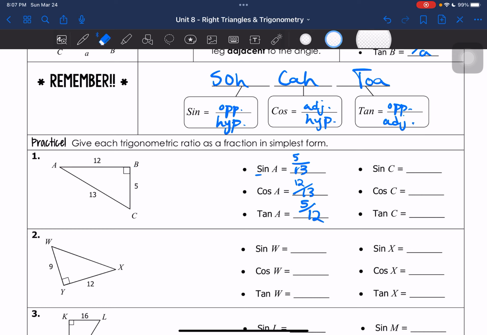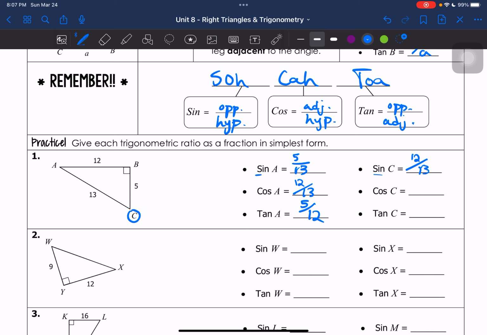Okay, so now let's look for these ratios, but for angle C. So now I want to find the sine of angle C. So what side is opposite that? It's the side that measures 12. And then over the hypotenuse. The hypotenuse is still 13. That one doesn't change.